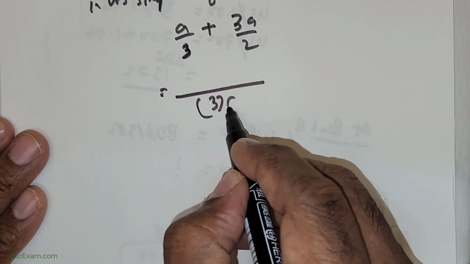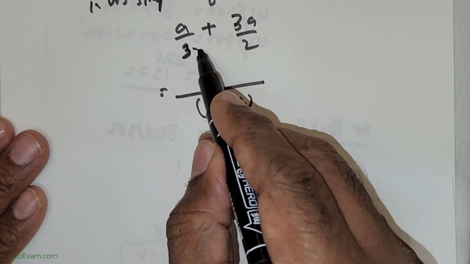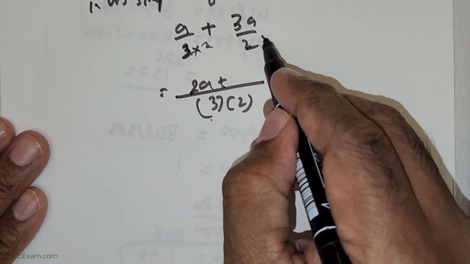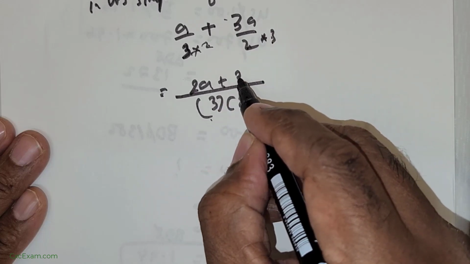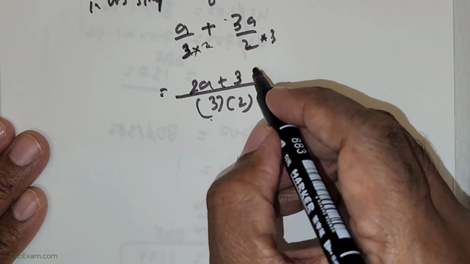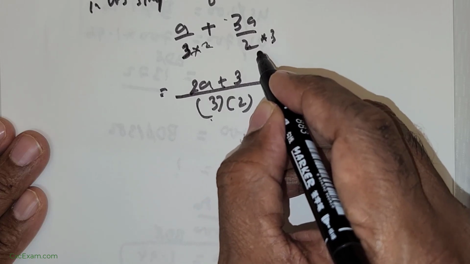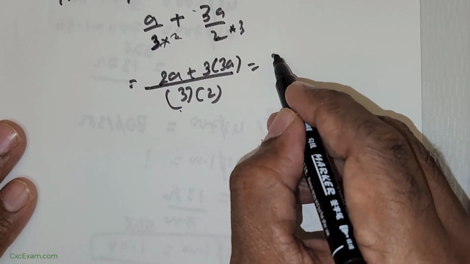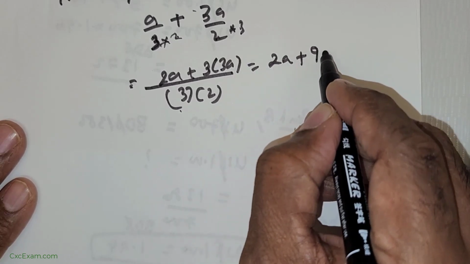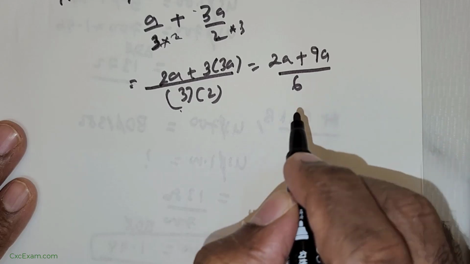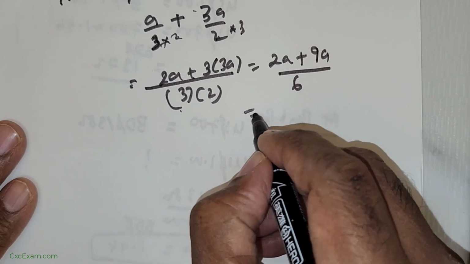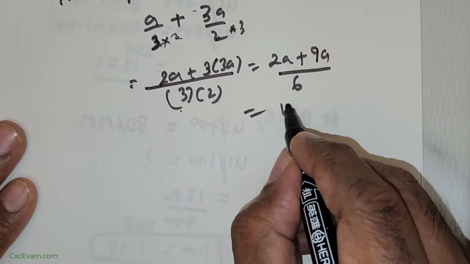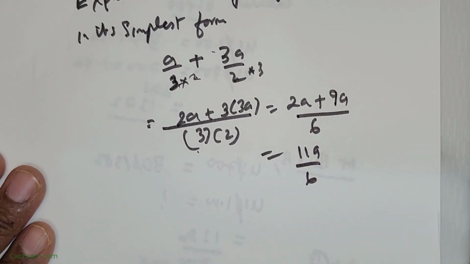So take the LCM as 3 times 2. 3 divides 3, so you are left with 2. 2 times a is 2a. 2 divides this 3 times, 3 times 3a. So this is going to be 2a plus 3 times 3a, which is 9a, divided by 3 times 2 is 6. So 9a added with 2a will give you 11a over 6.